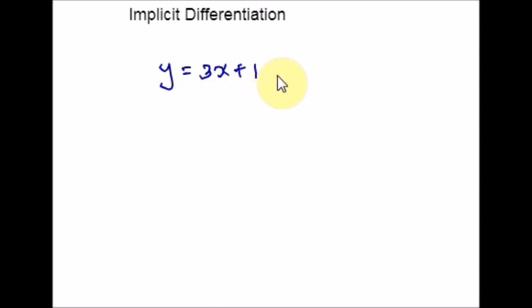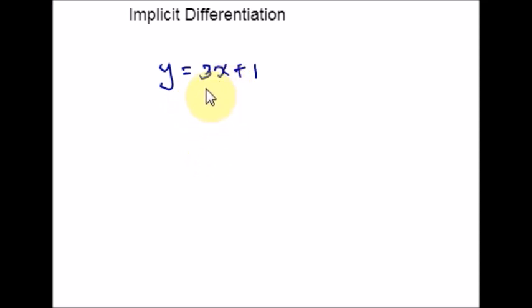For example, please consider this function y is equal to 3x plus 1. The value of y is dependent on the value of x. X is the independent variable here. For every x value, we can easily find its corresponding y value just by substituting and simplifying.